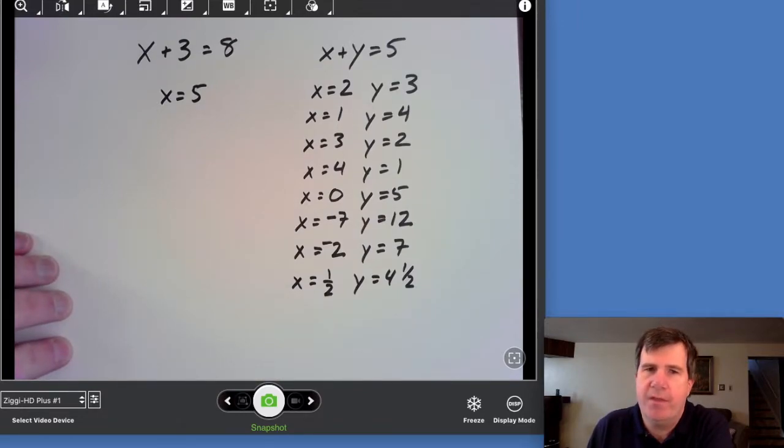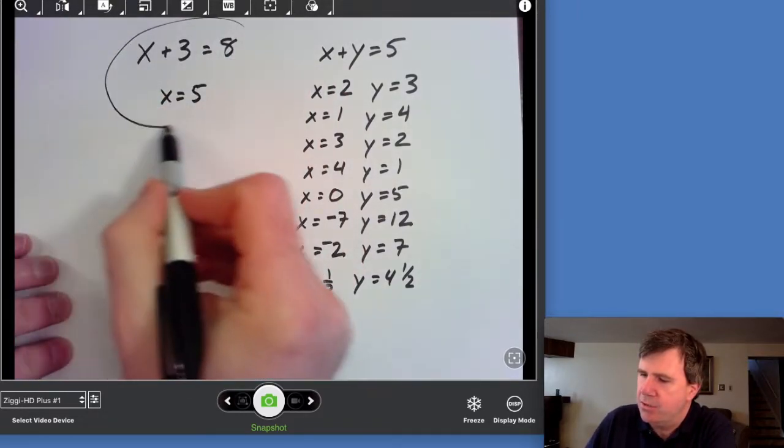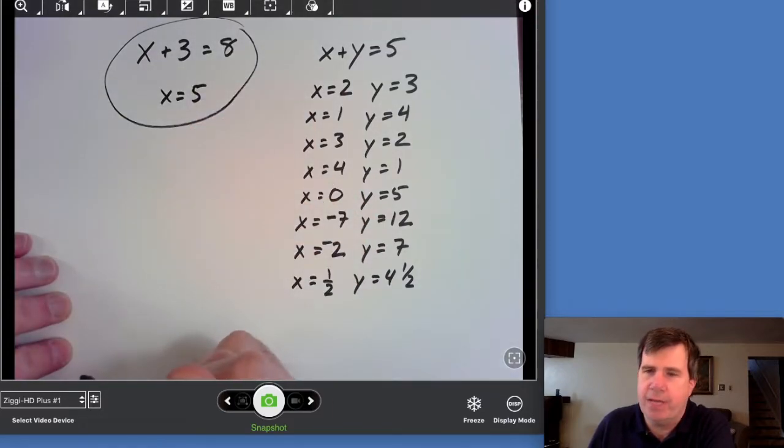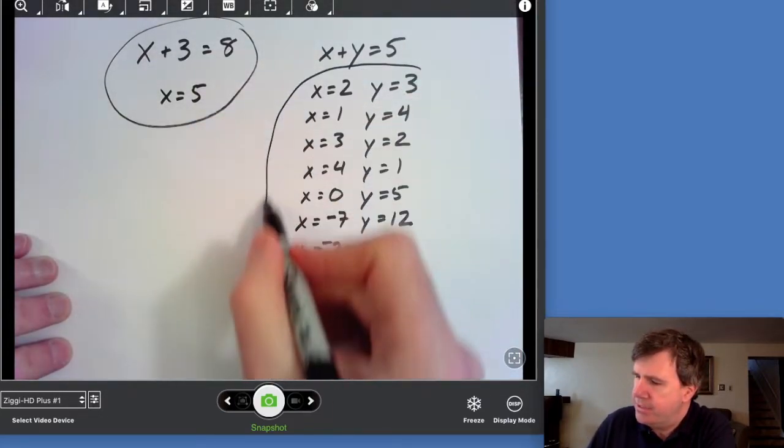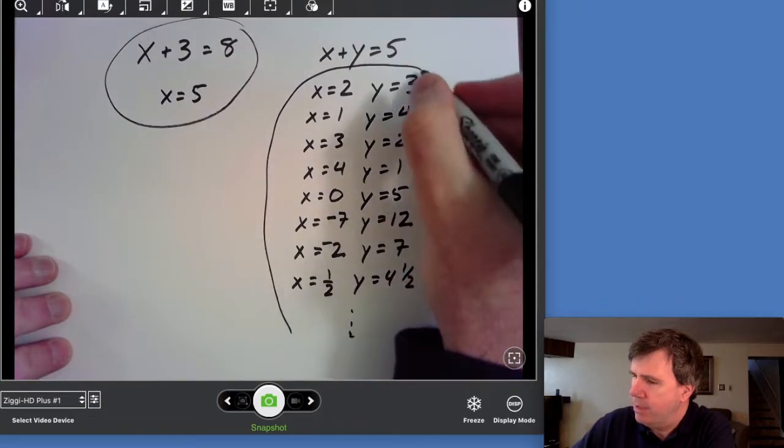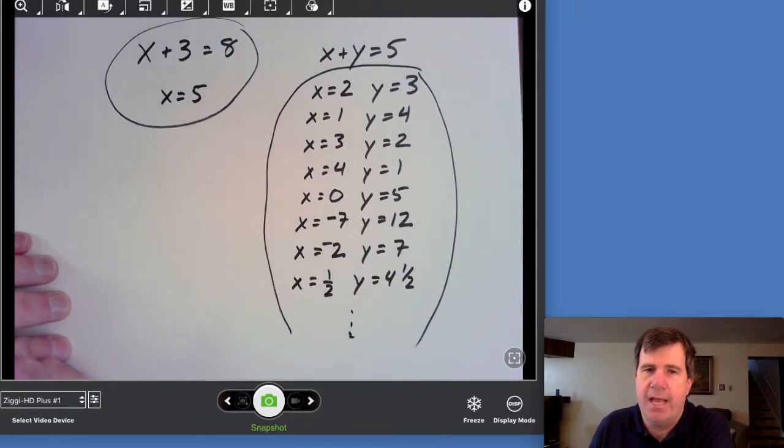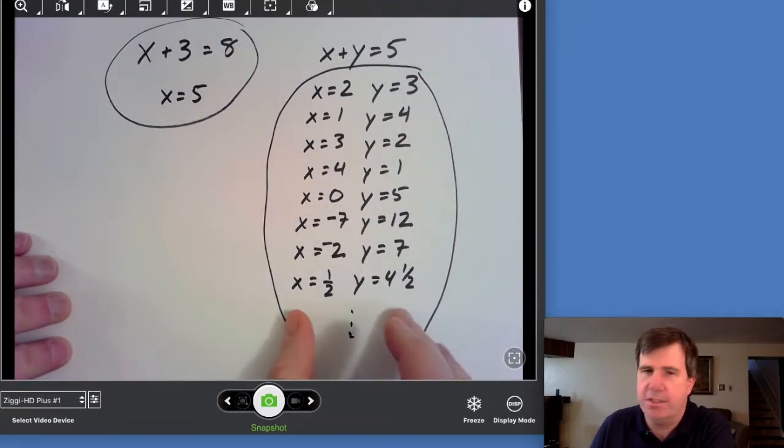And so what do we do with that? When we solved an equation like this over here, we could just write the answer down. But here, I could do this, and then I can keep going forever and never stop. So how do I actually know what this solution is?